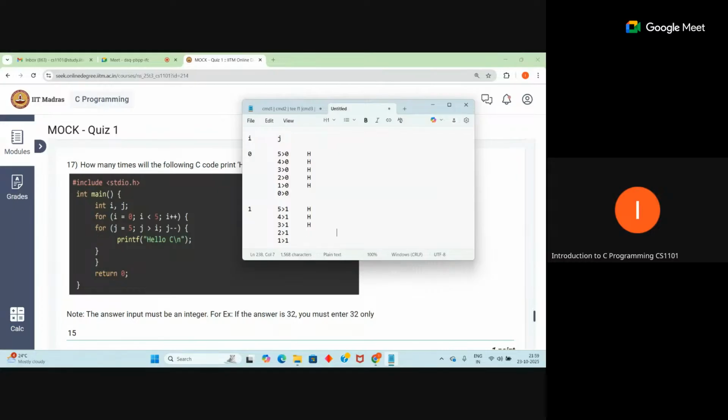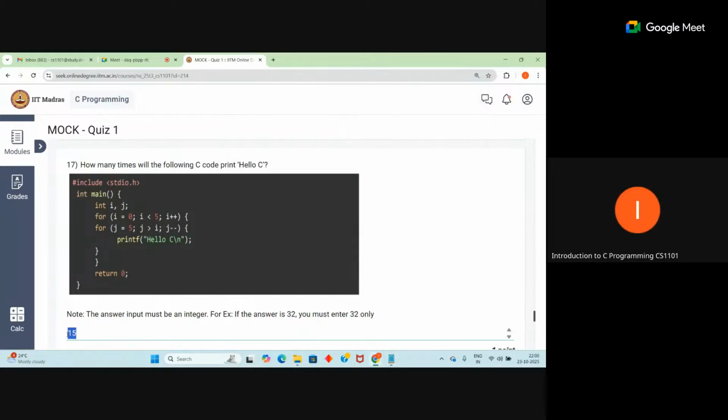In the same way, can you tell me when I equals 2, how many times it will print? 3 times. When I is equal to 3, 2 times. When I equals 4, 1 time. When I equals 5, it is false and then comes out. So by that time, how many times is hello C printed? 5 plus 4 plus 3 plus 2 plus 1, that is 15. So 15 times hello C is printed.